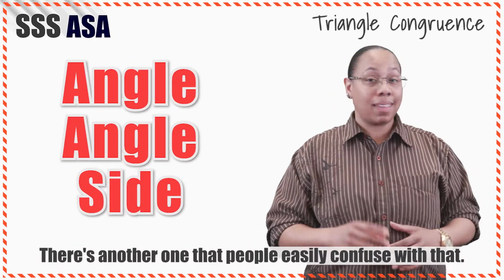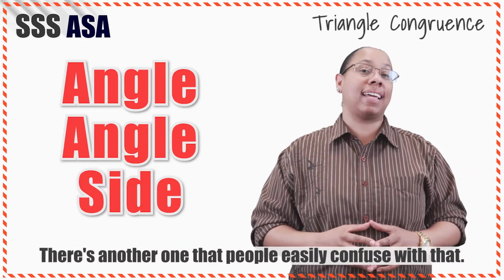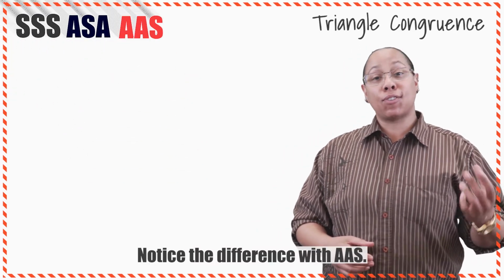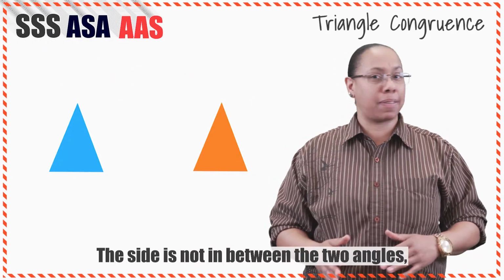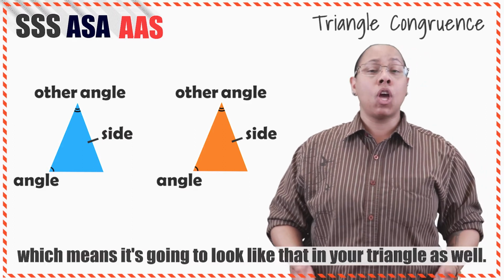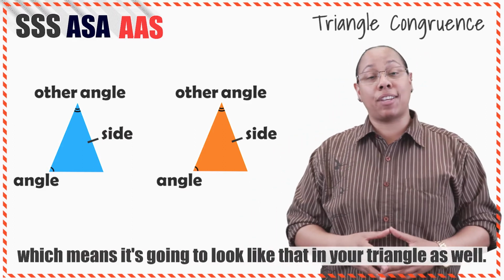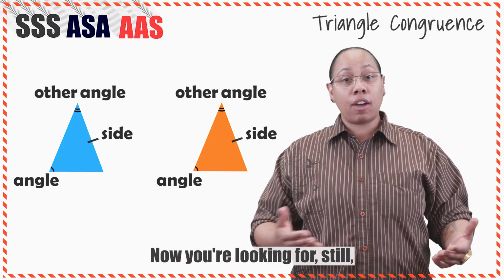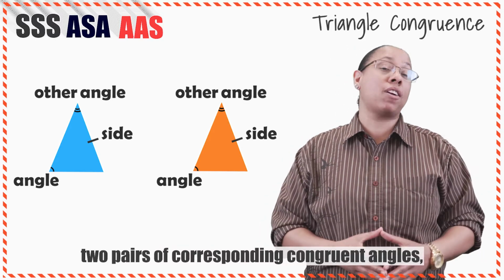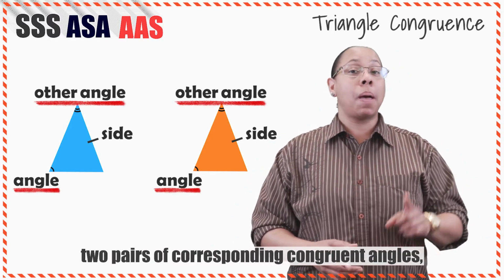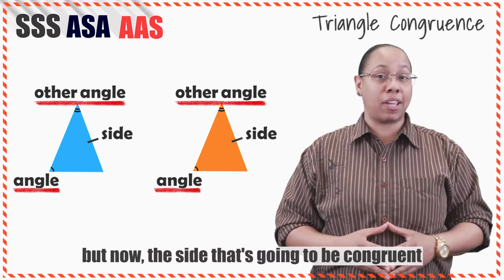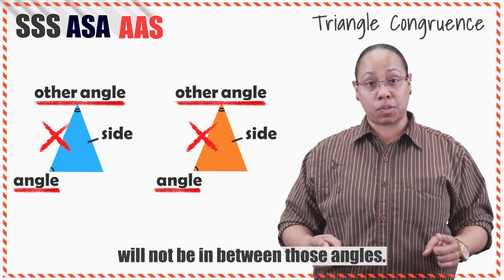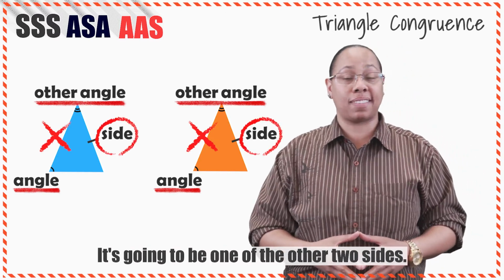There's another one that people easily confuse with that, that's AAS. So notice the difference with AAS. The side's not in between the 2 angles, which means it's gonna look like that in your triangle as well. So now you're looking for still 2 pairs of corresponding congruent angles, but now the side that's gonna be congruent will not be in between those angles. It's gonna be one of the other 2 sides.